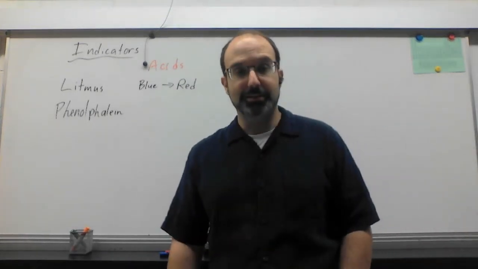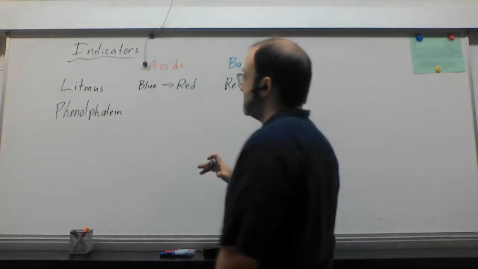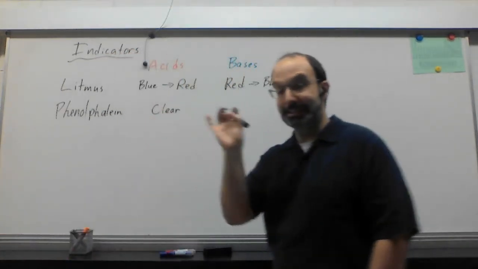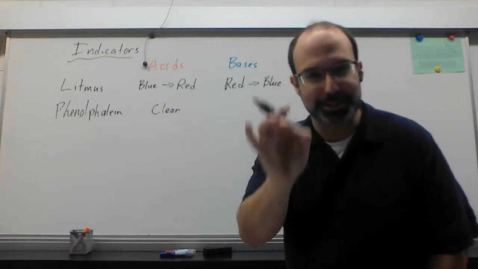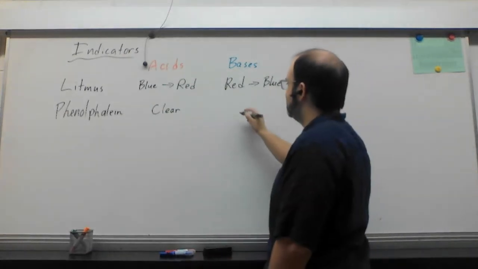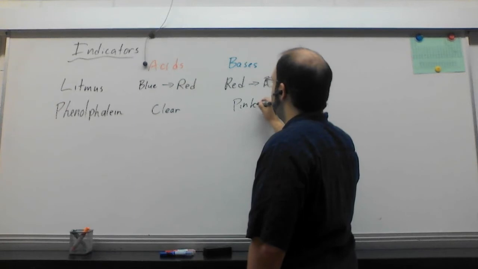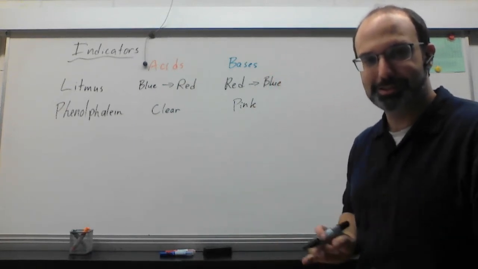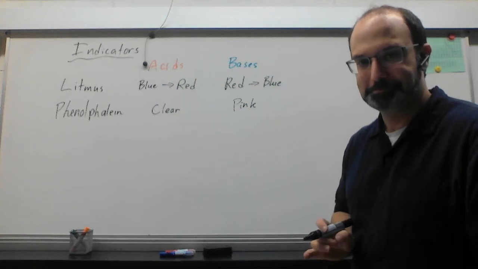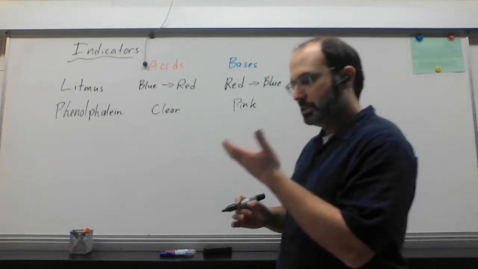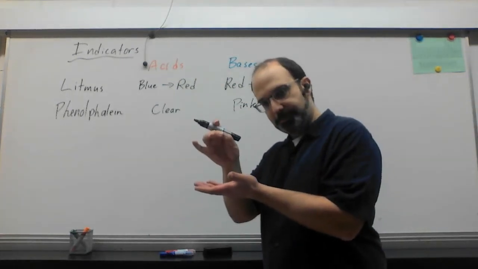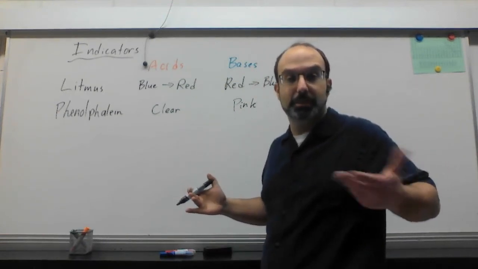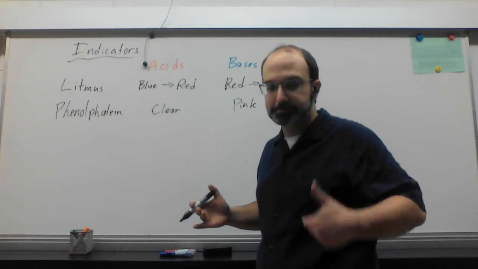So phenolphthalein, in the presence of an acid, is clear. Clear as water. It literally looks like water. But in the presence of a base, it turns pink. A bright, vibrant pink. So you can just imagine it: you've got a container, you put a little phenolphthalein in there, and it just suddenly goes poof, pink. That's how you know it's a base. Way safer than trying to drink it.